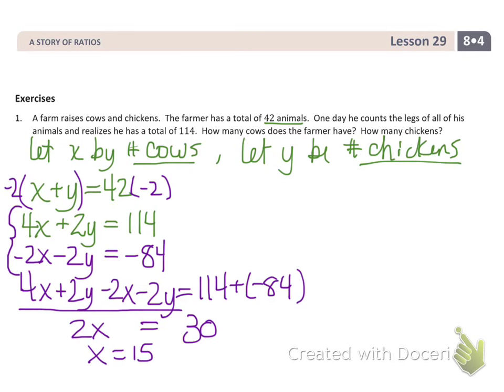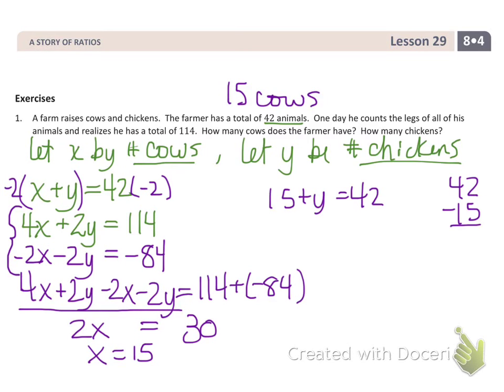So there are 15 cows. And if I want to solve for the number of chickens, I'm going to have x plus y is 42, so 15 plus y equals 42. So I need to take 42, subtract 15, and I'm going to get 27. So y is equal to 27. So there are 15 cows and 27 chickens.